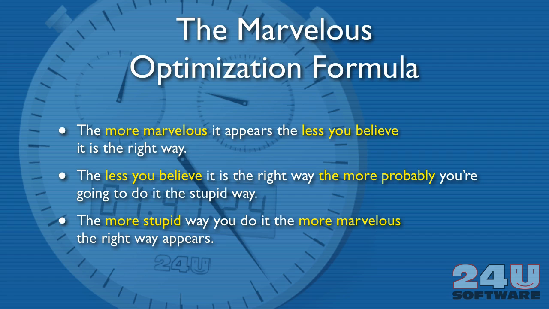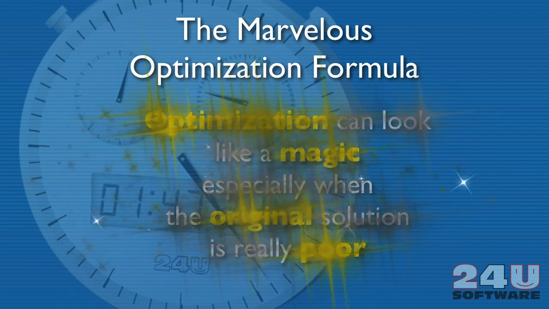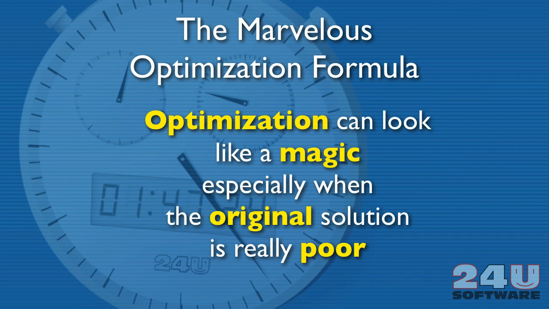And of course, the more stupid way you do it, the slower the script will be at the end. And so the more marvelous the optimization will look. So it's like a loop. I can simplify this by saying that optimization can look like magic, especially when the original, not optimized solution is very poor. And I know that there are many poor solutions out there.